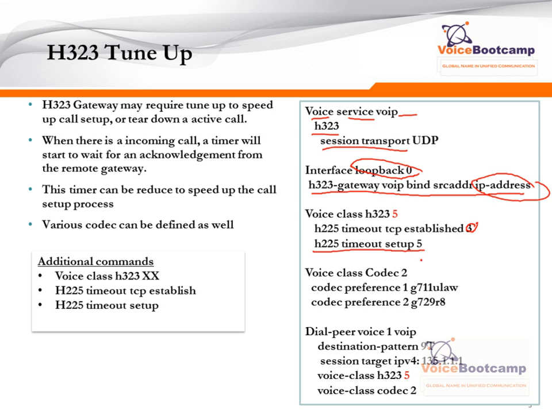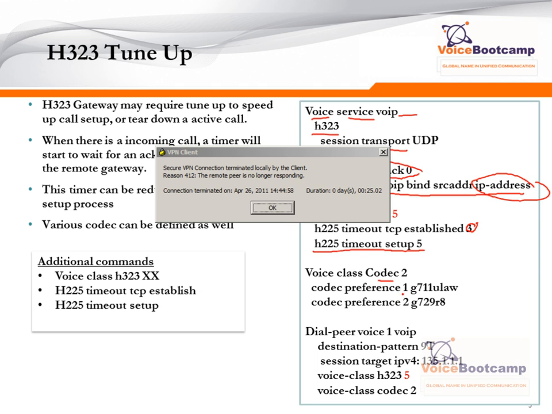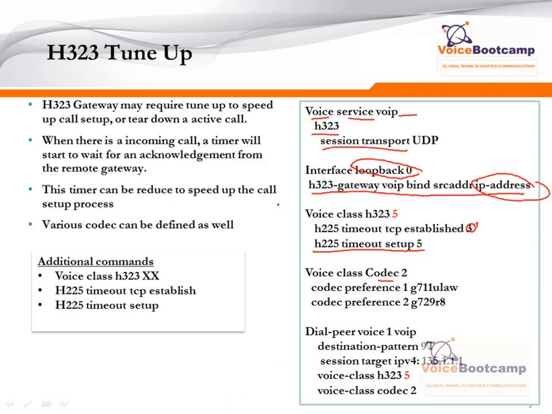Then you can also create a voice class called codec, which allows you to offer multiple codec choices to the remote gateway. So the remote gateway has the ability to decide which codec to use. So here, for example, I have a choice of codec 1, G711 ulaw, and then codec preference 2, G729r8.